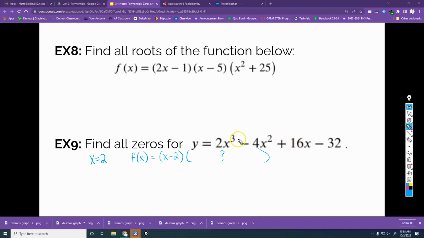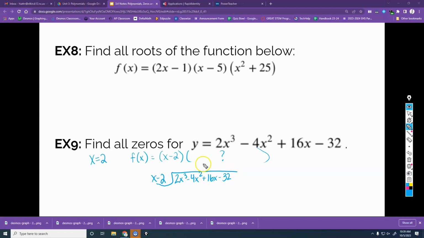So let's see what we can do here. If I want to know what should go in this parentheses, I've got to divide. So here is an example. You're not going to have a lot of stuff like this where you have to use long division, but we do have to divide here. So we're going to do 2x to the third minus 4x squared plus 16x minus 32, and that'll be divided by x minus 2 right there.